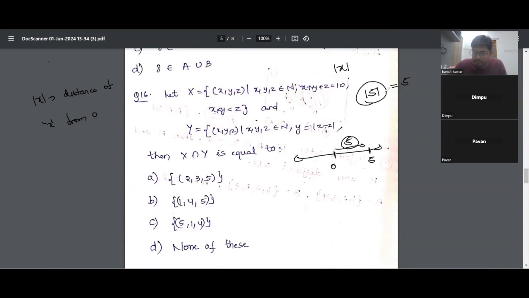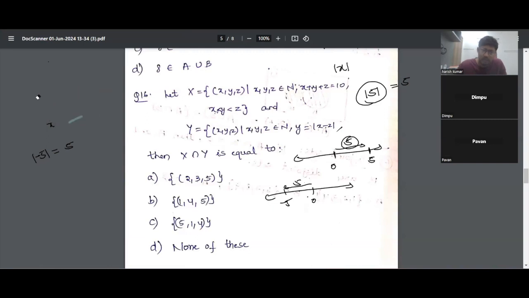Now next, the question is what is modulus of -5? How much distance is -5 from 0? -5 is also at a distance of 5 units only, because distance is always positive. Distance cannot be negative. So modulus of -5 is also 5. Understood? Modulus meaning? Yes, sir. Okay, fine.